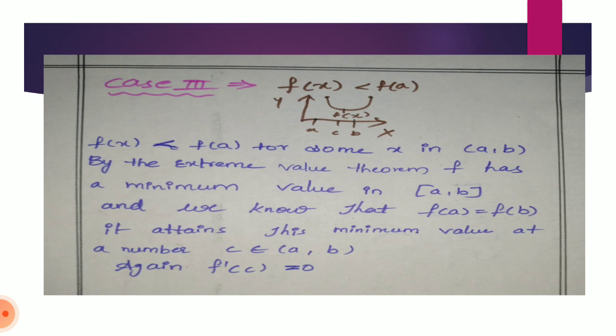F(x) less than f(a) for some x in (a, b). By the extreme value theorem, f has a minimum value in the closed interval [a, b]. And we already discussed that f(a) equals f(b). It attains this minimum value at a number c in (a, b). Again we differentiate to get f'(c), and we get that f'(c) equals 0. Why? Because the derivative of a constant is 0.